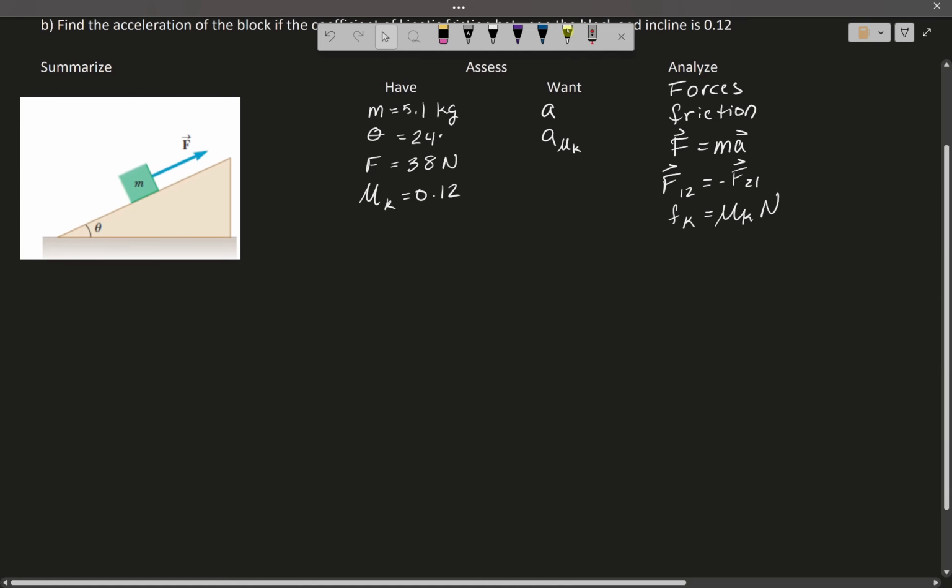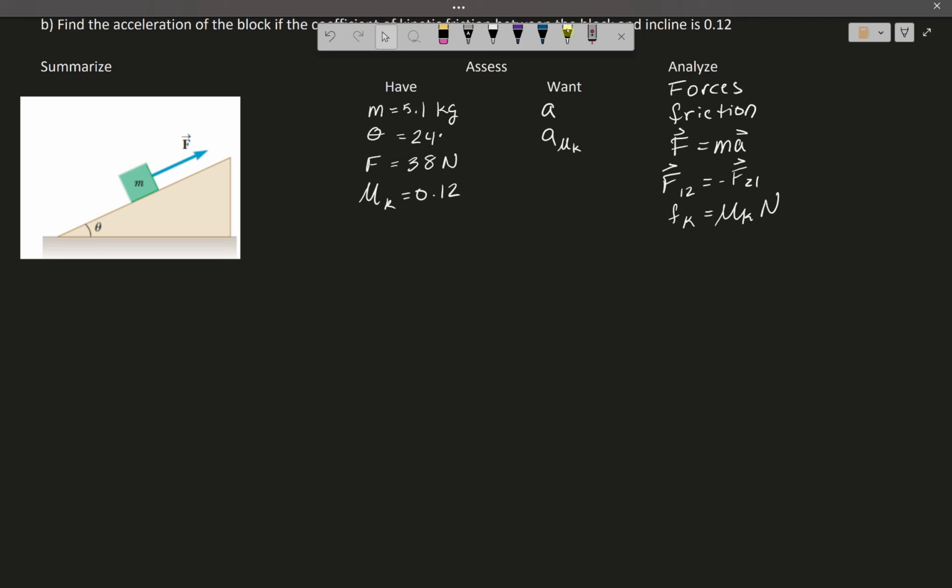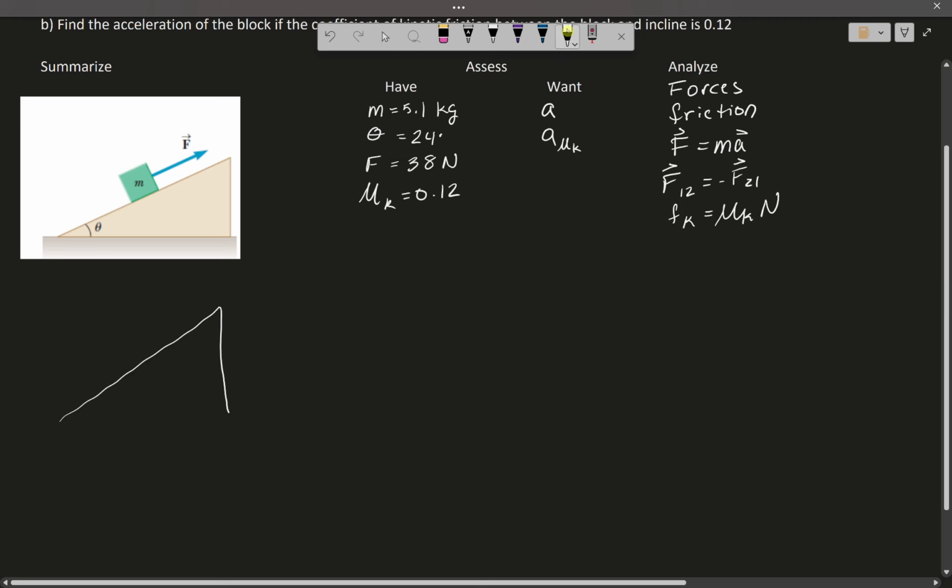So I'm just going to scroll past the problem statement so that I can focus on just drawing my force diagram and all the information that I have. So I'm going to redraw my inclined plane. I have theta here. I have a block of mass m, and it is being pulled up this incline with an applied force of 38 newtons.